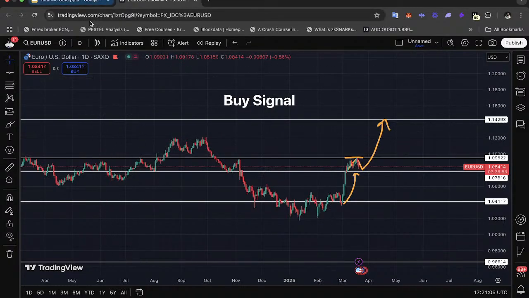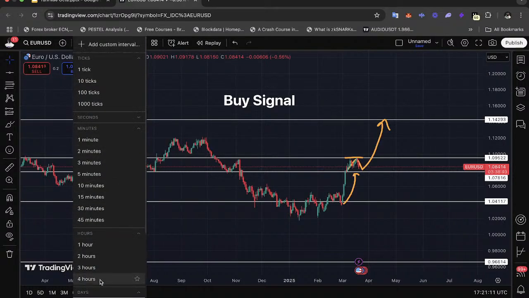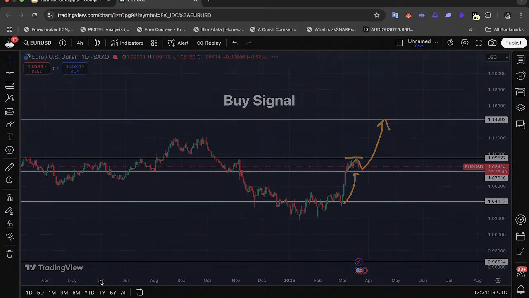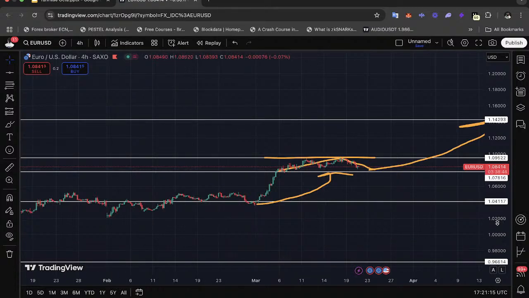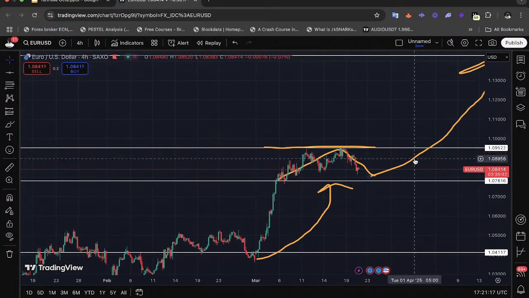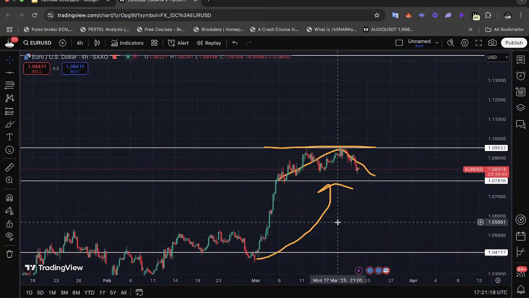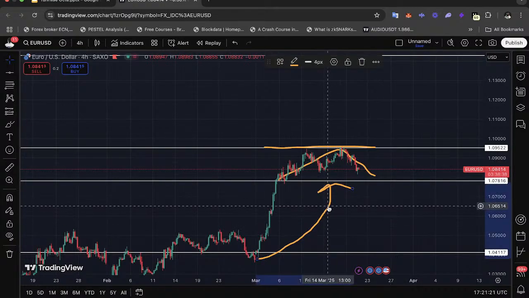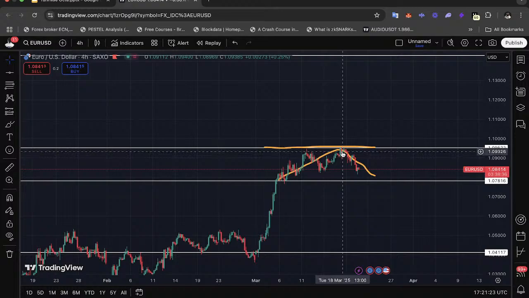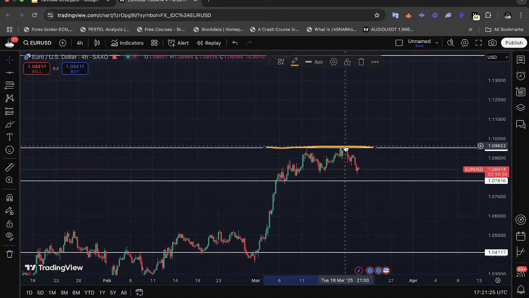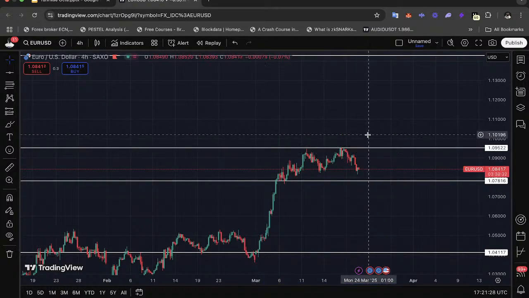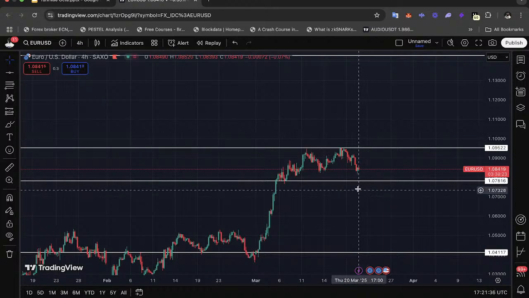Let's go down to the 4 hours time frame. I believe the lower we go, the more clearer we can see.